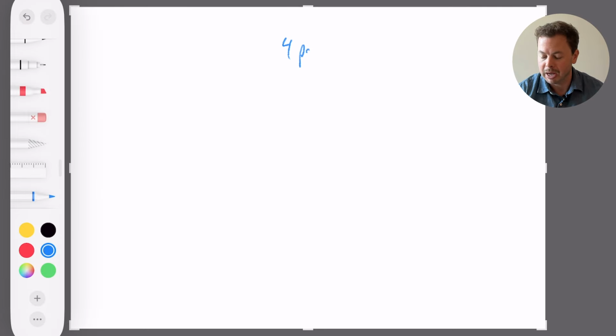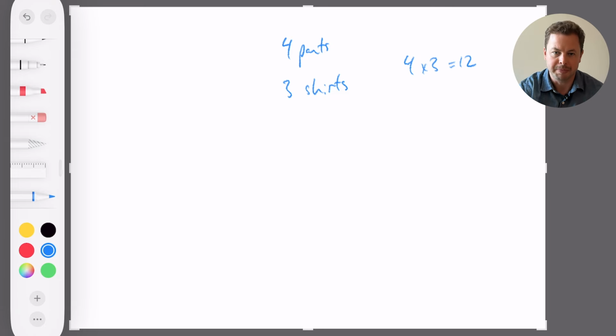So how many outfits can I make if I have 3 pants and 4 shirts? The shirts and the pants represent those opportunities to pick things. If I have 3 pants and 4 shirts, 3 times 4 gives me how many total outfits I can make.